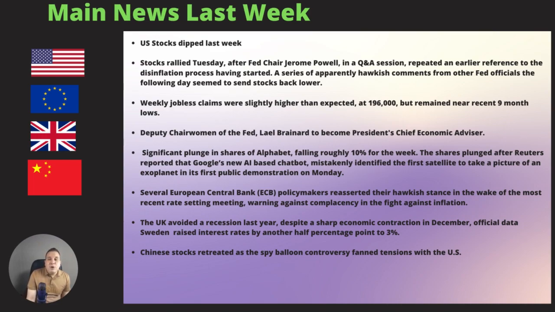We also saw significant plunges in the share of Alphabet, which most of you will know as Google. They fell roughly 10% for the week. And that is mainly because there was a report from Reuters. And that report suggested that Google's new AI chatbot mistakenly identified the first satellite to take a picture of an exoplanet in its first public demonstration on Monday, making quite a severe error. And this was seen as not only a mistake, but potentially showing the weakness of Google's future AI capabilities. Luckily, we don't have Alphabet in our portfolio.